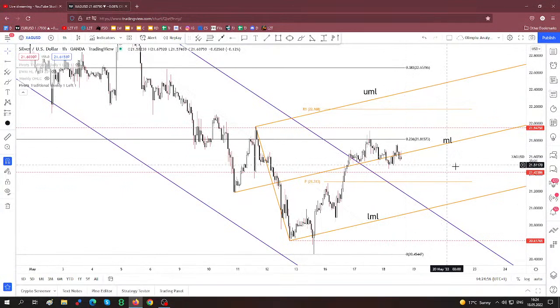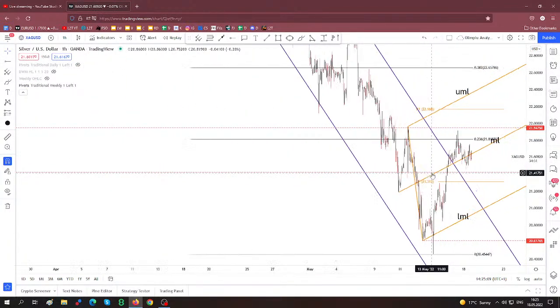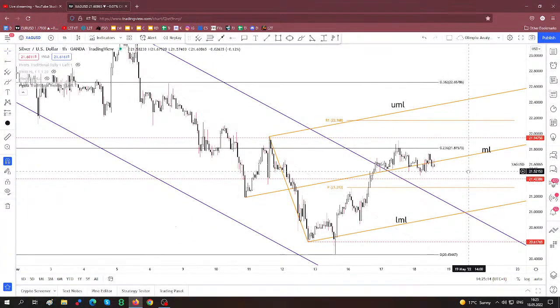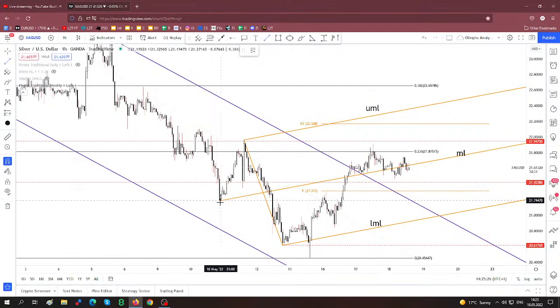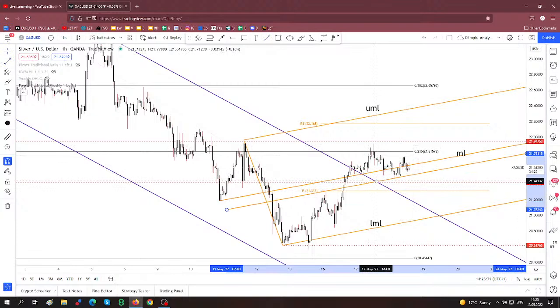Retreat, so sell off. We have as resistance 23.6, so 21.815 and 21.947. Maybe I will share a pending order, my pending order here in silver, but I will send it only in the VIP group.